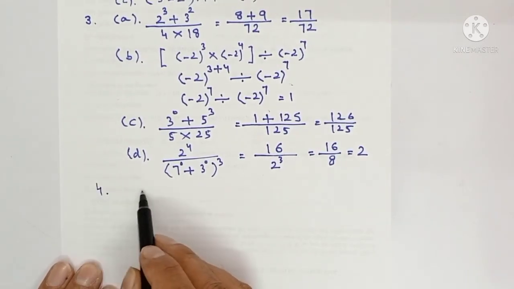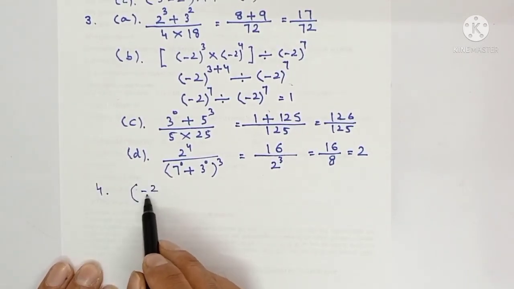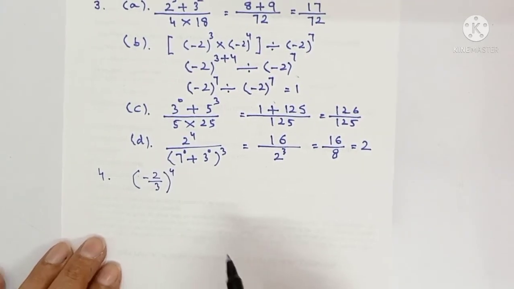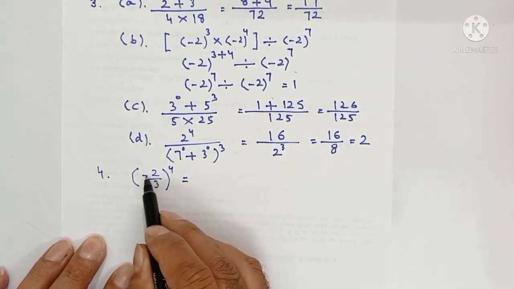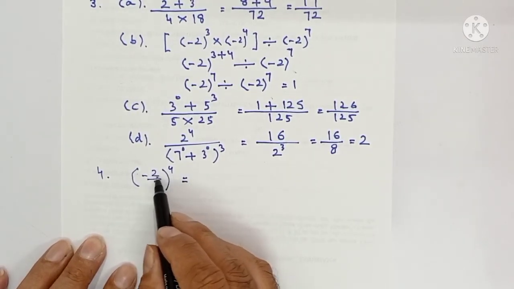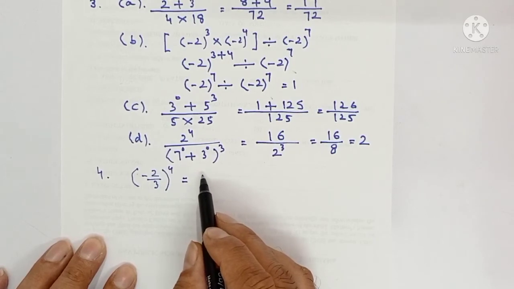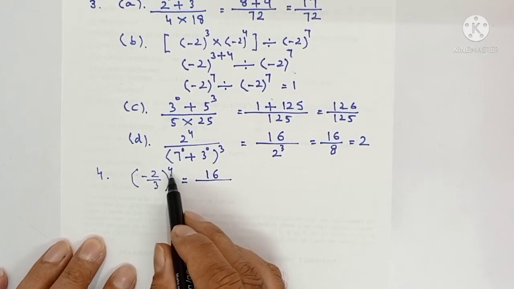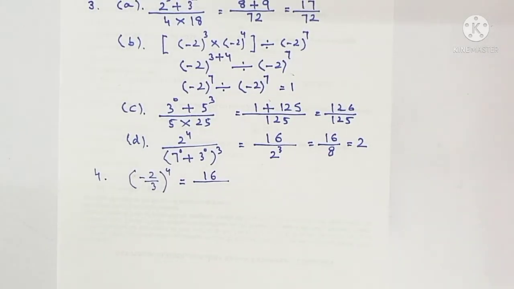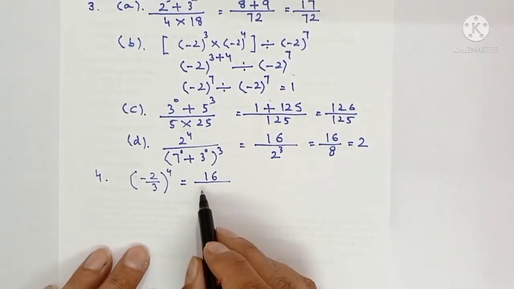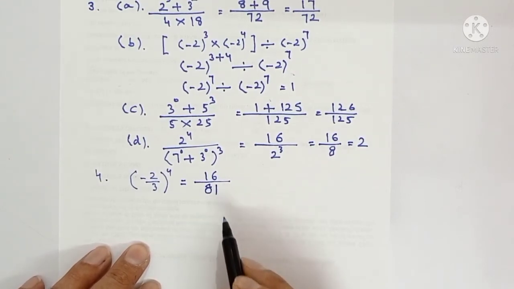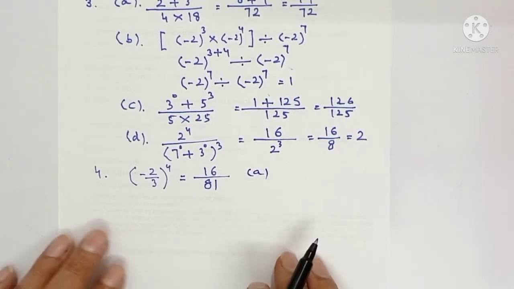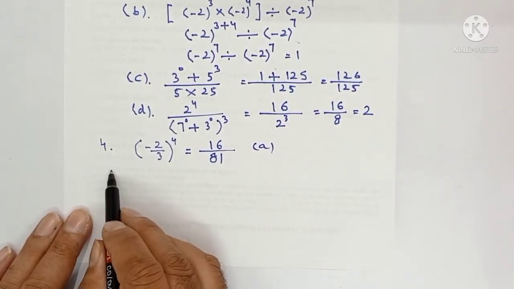Question number 4, (-2/3)^4. We have to find its value. So when the power is an even number, the minus becomes plus. 2^4 means 2 is to be multiplied 4 times, 16. Upon 3 is to be multiplied 4 times. 3 threes are 9, 3 nines are 27, 3 twenty-sevens are 81. So it is 16 over 81, option number A, which is given in the sheet. Question number 5.